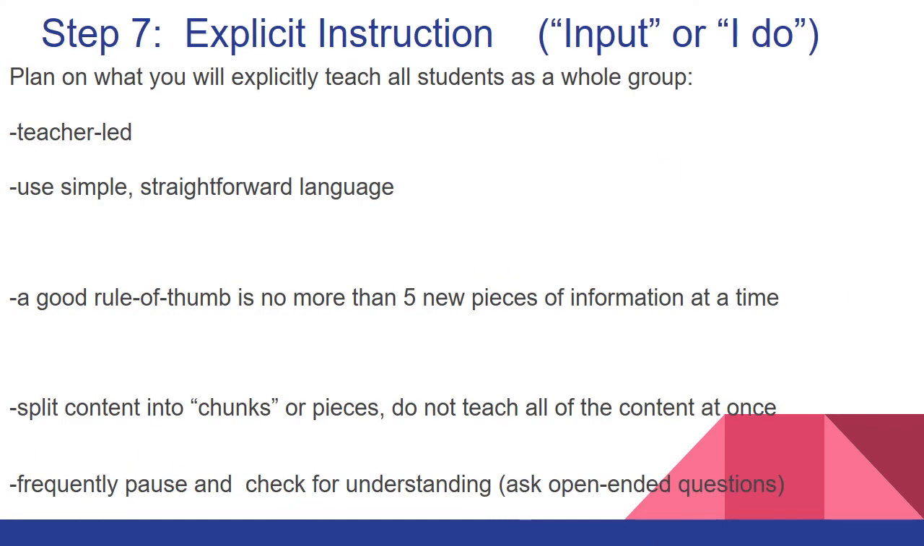So step 7 in our lesson planning cycle is to consider what types of explicit or teacher-led instruction you will provide to students. So how will you explain the new information in simple, straightforward language? How will you teach the new content information in chunks without overwhelming students? Remember, you don't want to teach more than 5 new pieces of information at a time, because after that it's hard for the average person to remember more knowledge than that.